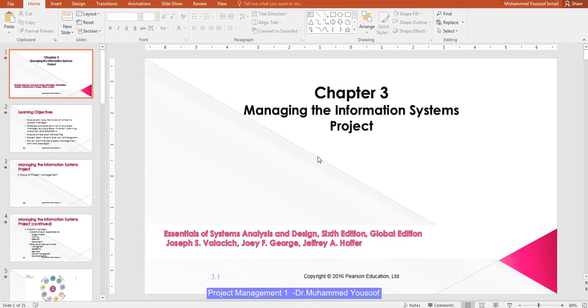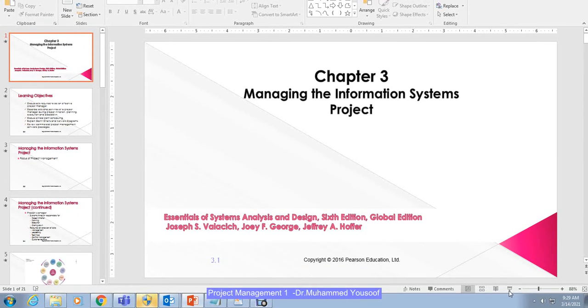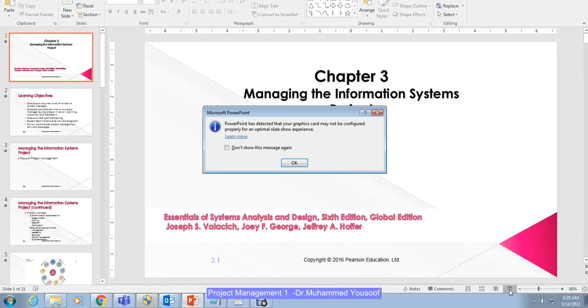Because we are going to develop a system, we are planning to develop an information system. The first and most important thing is that we have to be guided through a process in order to develop a good information system, and that is actually called an information system project. What are the steps basically involved in the development of the information system? So that's actually called the information system project.